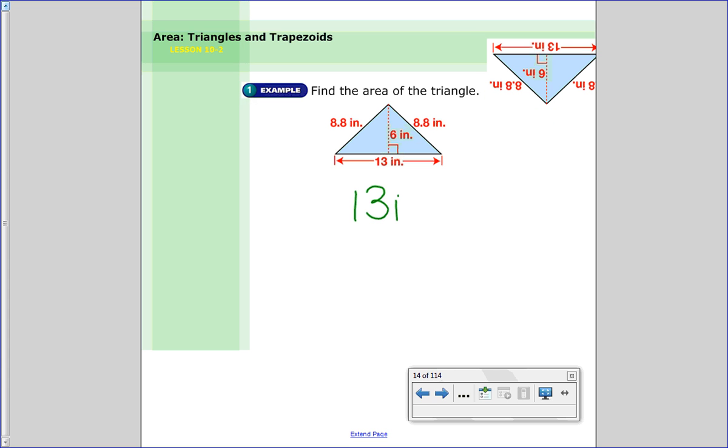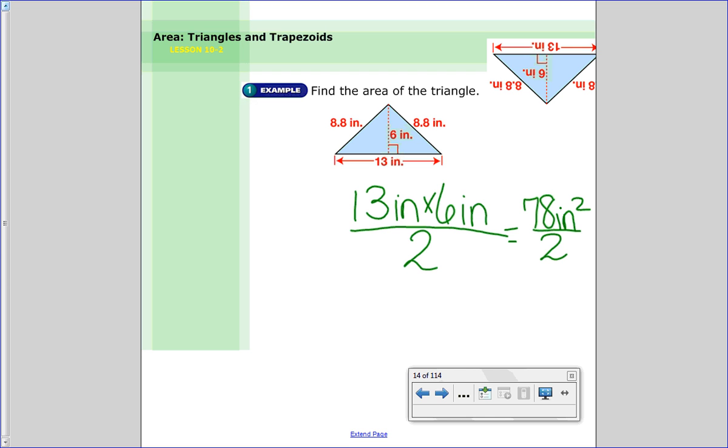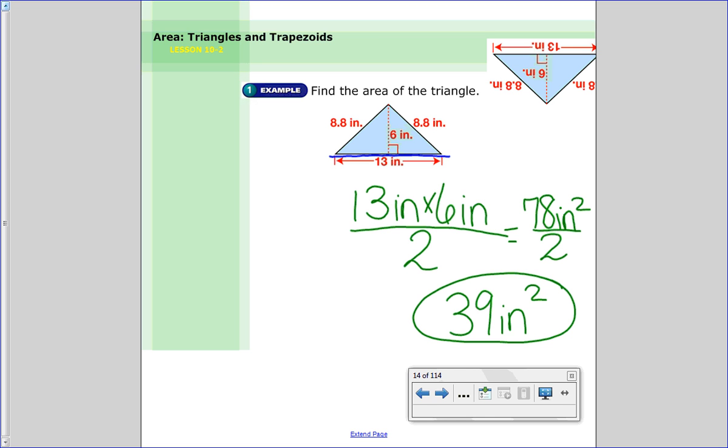So 13 inches times 6 inches. And if we divide that by 2, we'll have the entire area of that triangle. So 13 times 6 is, 3 times 6 is 18, that's 78 inches squared, divided by 2, and you get 39 inches squared. That would be your answer. Now again, this is considered the base, not this 8 and 8/10 and 8 and 8/10. This is the base, and then this is the altitude or height that intersects it. So those are the two numbers you use.